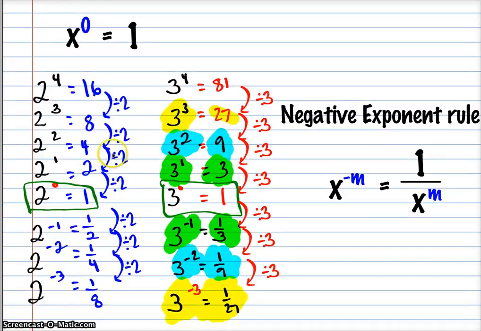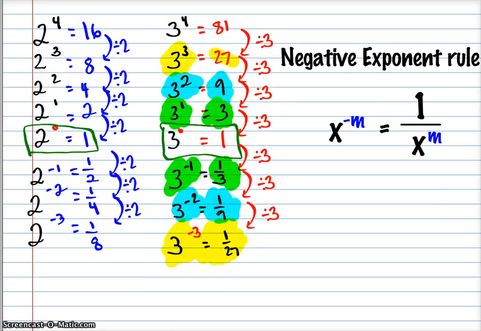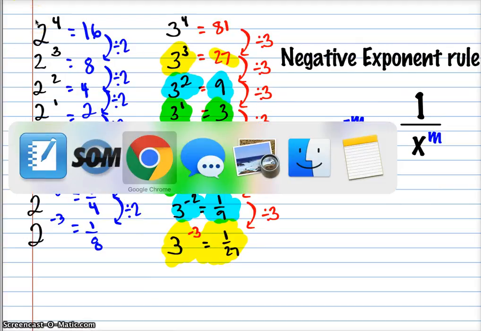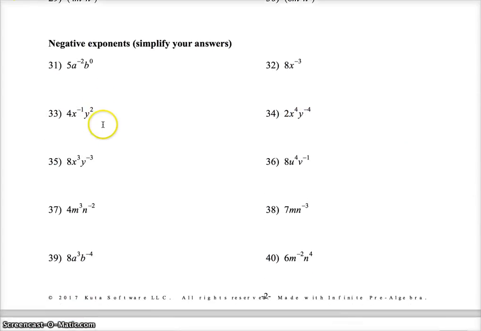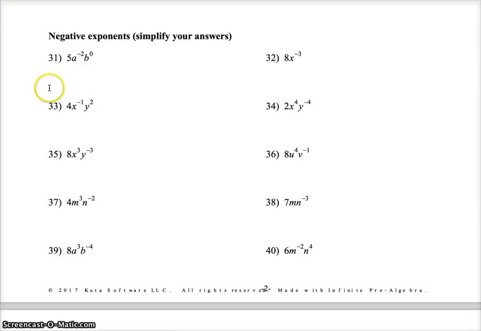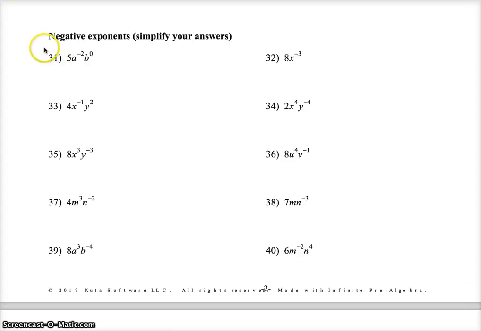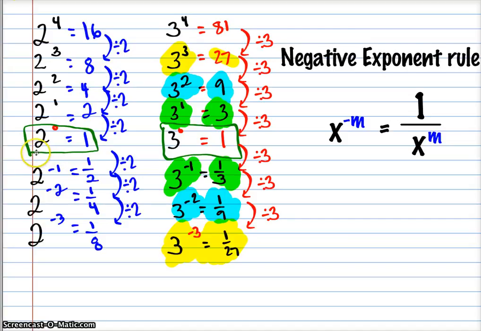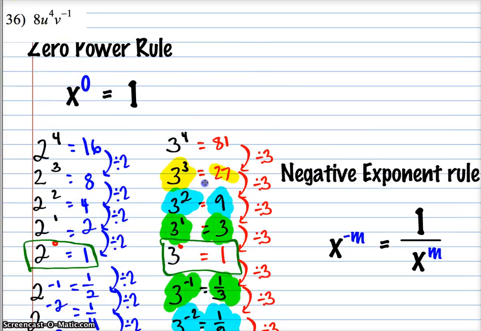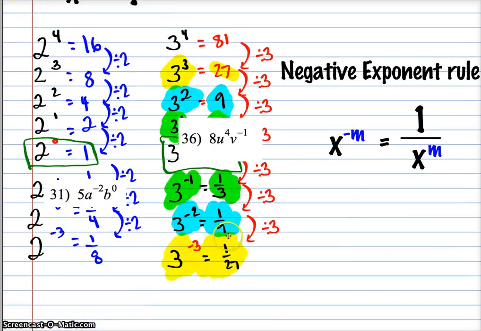So I'm going to show you what I want you guys to do from your homework, and just to identify these items. Let's go to here. So here's your negative exponents. Some of them have zeros, so let me do a couple of these. Let's do question 31, and let's do 36. I'm going to put them down here on the bottom of this page.